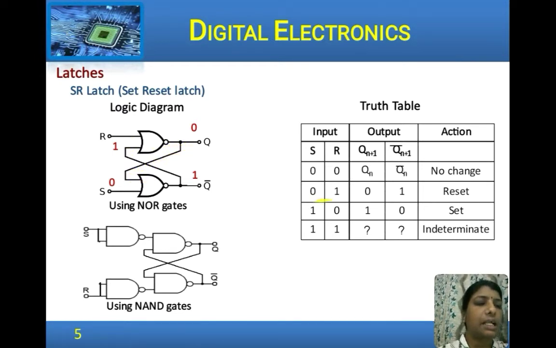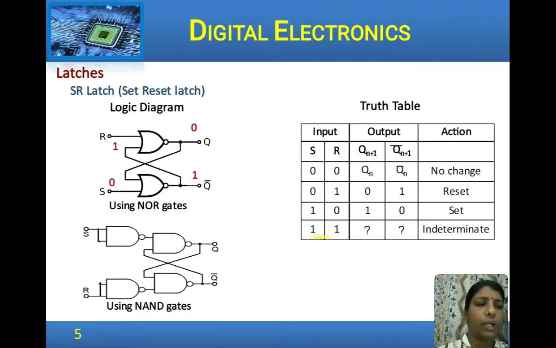So for an SR latch, if the inputs are given as 0 and 1, irrespective of what was the previous value of Q and Q bar, the output changes to 0 and 1. That is, Q becomes 0 and Q bar becomes 1. Similarly, you can see if the inputs are given as 1 and 0, irrespective of the previous output values, the next state will become 1 and 0, that is set.